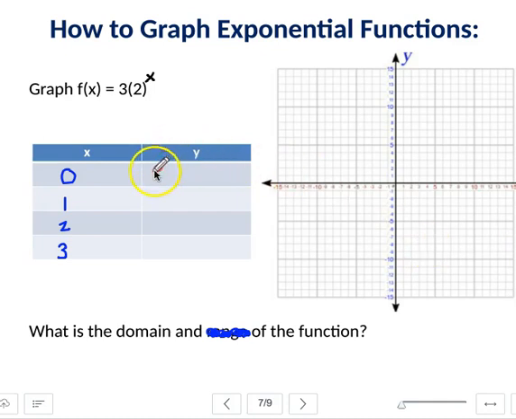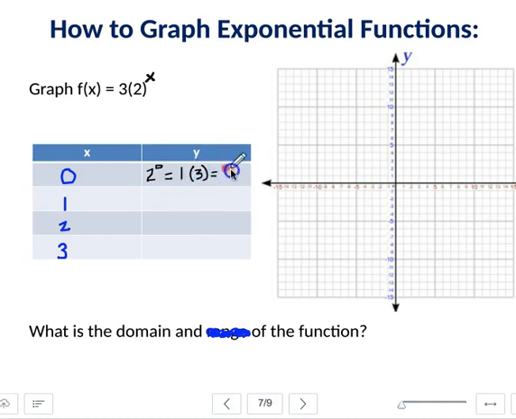So let's plug in our x values. When x is equal to 0, remember we always have to do our exponents first. We have to follow PEMDAS. If we don't do our exponents first, we're not following our order of operations, and we will get the wrong answer. So I need to do the exponent first: 2 to the 0. I remember that 2 to the 0 is always going to be equal to 1, and then we have to multiply that times 3.